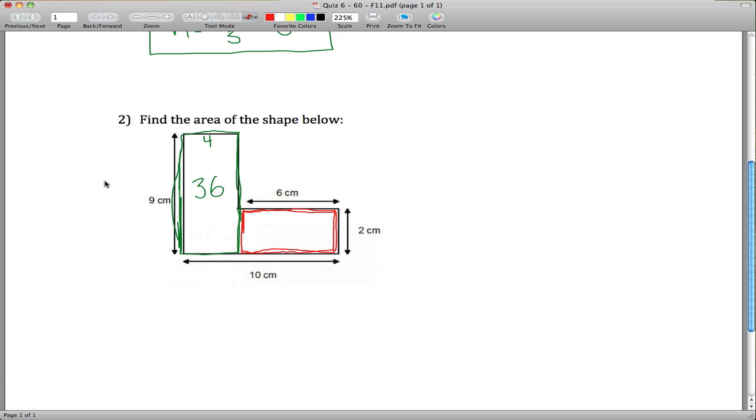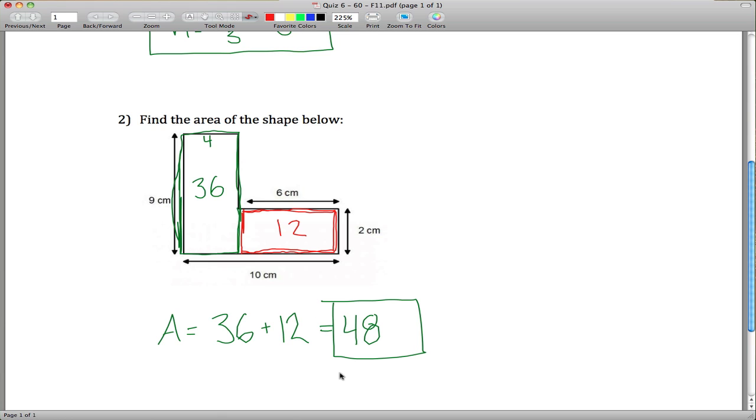And then for the red rectangle, we can do something similar. Let's see, I guess in this one we're given all the information. We know this is 6 and this is 2, and 2 times 6 is 12. So what we get is that the area of the whole thing is the area of the green plus the area of the red. 36 plus 12 is 48. And that right there is your answer.